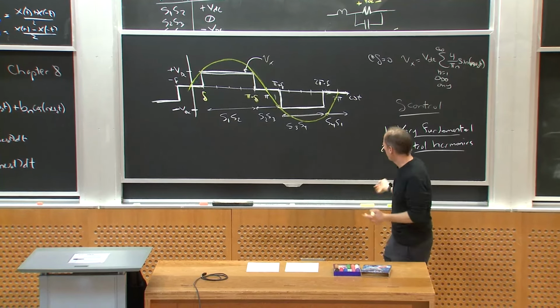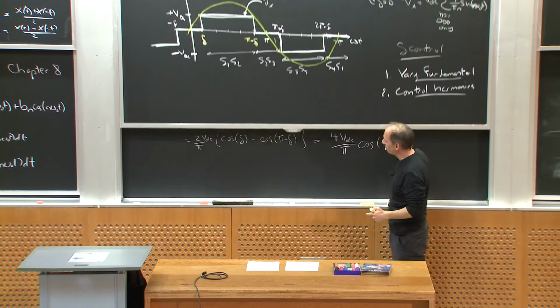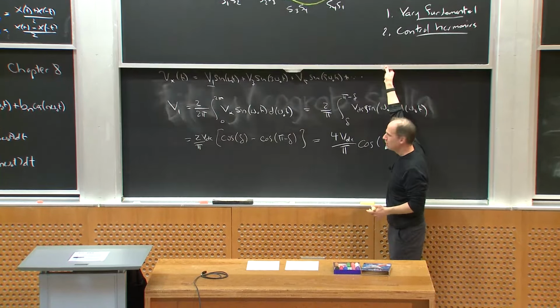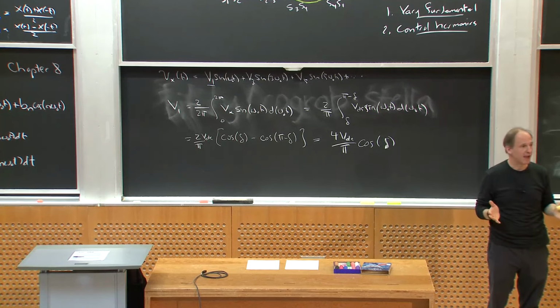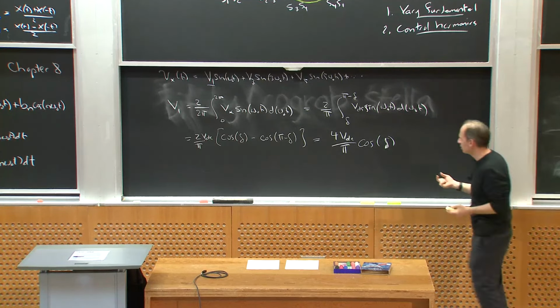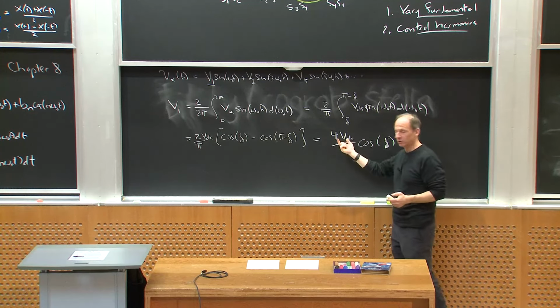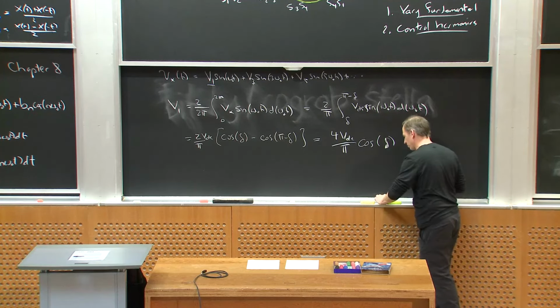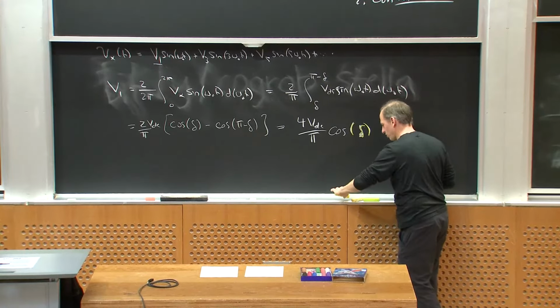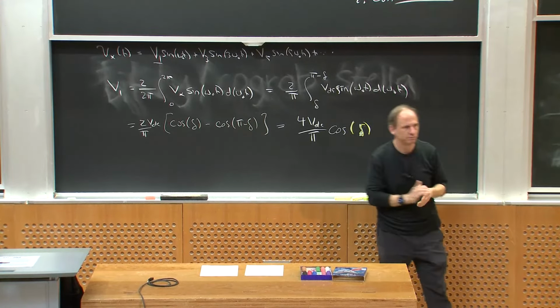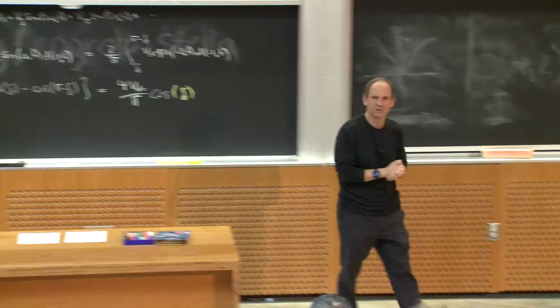Okay? So if what I cared about mainly was the fundamental amplitude of my output, I can modulate that for a fixed DC voltage by modulating delta. I have a means of controlling the fundamental amplitude. Does that make sense to everybody?